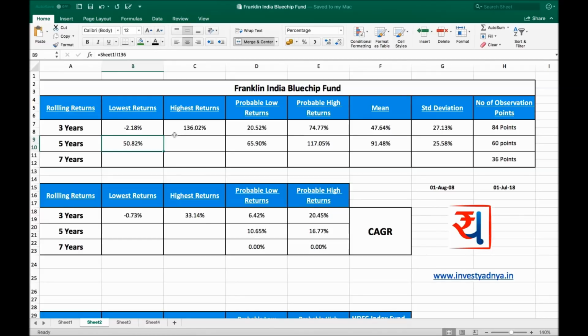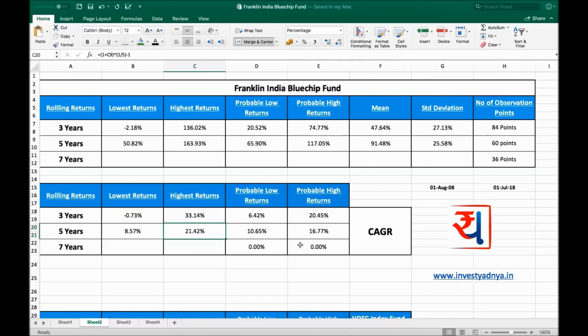And the lowest return this fund has given over the period of 5 years rolling return is 50.82%, and highest return this fund has given over the period of 5 years is 163.93%. These are absolute numbers. We will convert these numbers into CAGR. So 50.82% will become 8.57% per annum, and 163.93% will become 21.42%. So in 5 year category, the lowest returns this fund has given are 8.57%, and the highest returns this fund has given are 21.42%.